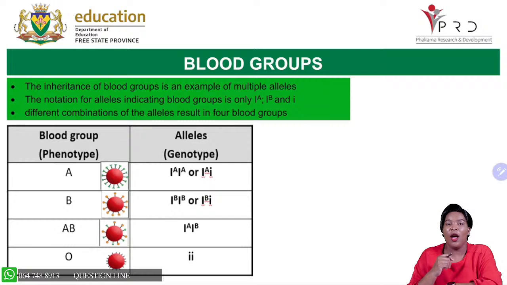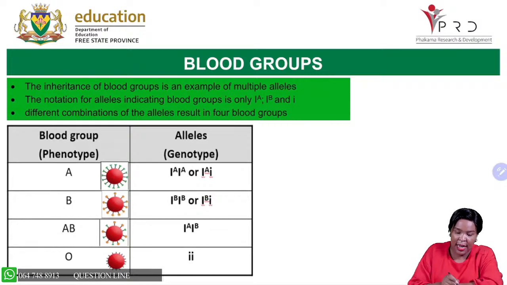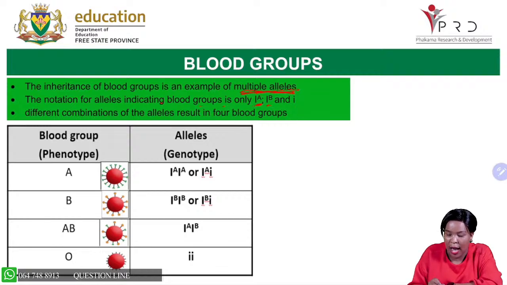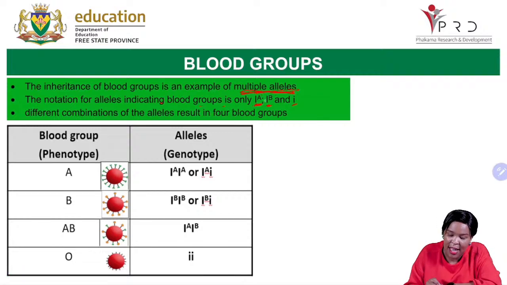Blood groups. When you cross blood groups, they have their own specific alleles. So let us check. The inheritance of blood groups is an example of multiple alleles. So here there are multiple alleles controlling the blood groups. Now, the notation for alleles indicating blood groups is I with superscript A, I with superscript B, and small letter i. So when you represent the alleles, you are going to use the capital letter I and the superscript A or B, or a recessive small i. I will show you how you use that.